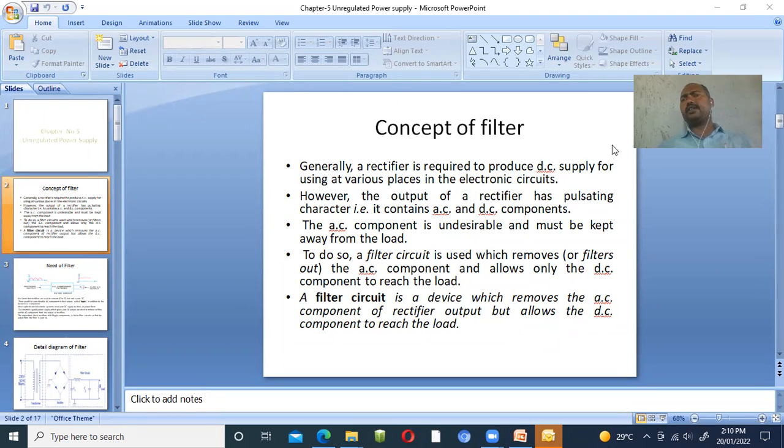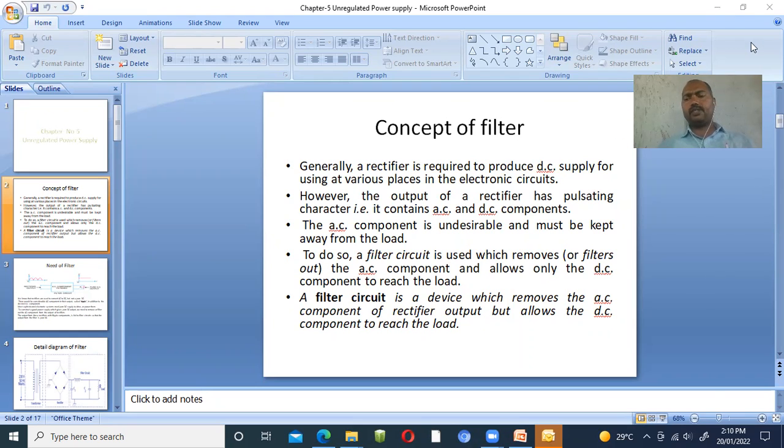Some sophisticated applications don't need the AC component, which is an undesirable component. So we have to use sophisticated devices such as a filter. The definition of a filter is that it is the device which removes unwanted components such as the AC component from the pulsating DC output. So a filter removes the unwanted AC component and gives pure DC. That is the use of the filter for our application.